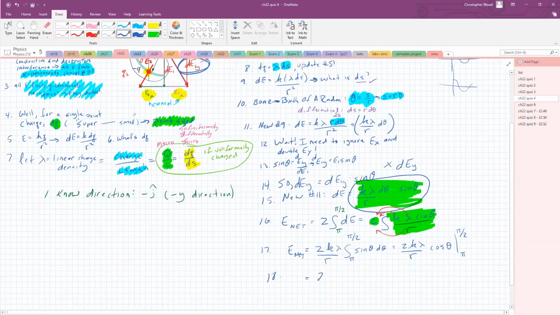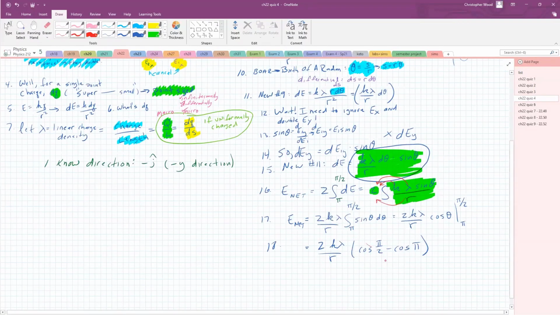E net is going to equal 2K lambda all over R times cosine of pi over 2 minus cosine of pi. Cosine of pi over 2 is 0. Cosine of pi is -1. So that's my answer, number 19. My answer is my net electric field at point P, which is where Probert is standing, is 2 times K, 8.99 times 10 to the 9th newton meter squared per coulomb squared.